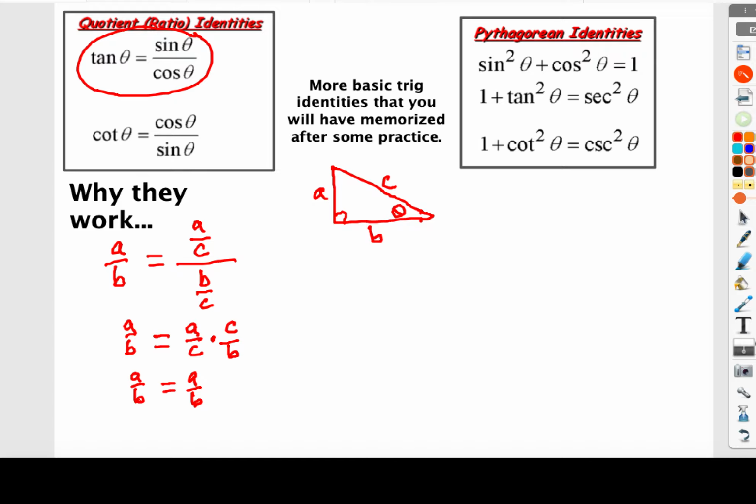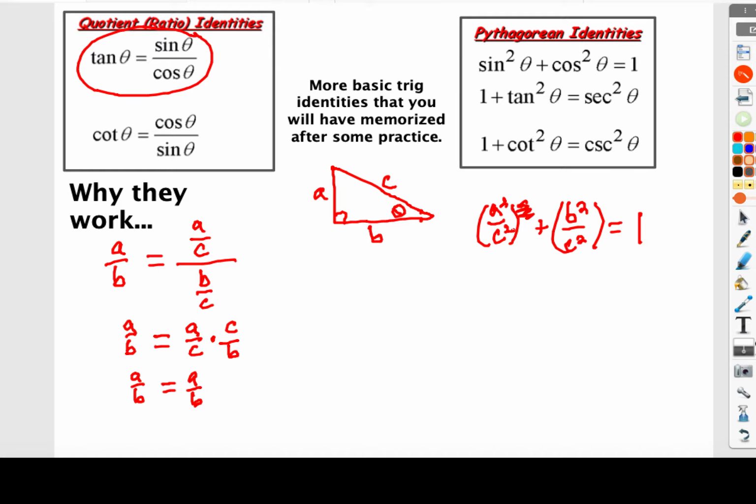You can do the cotangent that same way. Pythagorean identities work in that same direction. If we did sine squared, that's going to be A over C squared plus B over C squared is equal to 1. Well, is that really a true statement? Notice I put the squares in on that second one, so let's go ahead and do that on the first one as well.